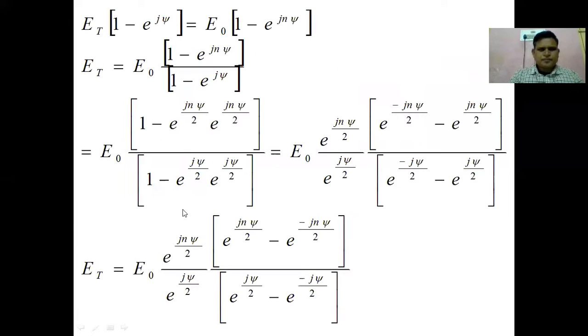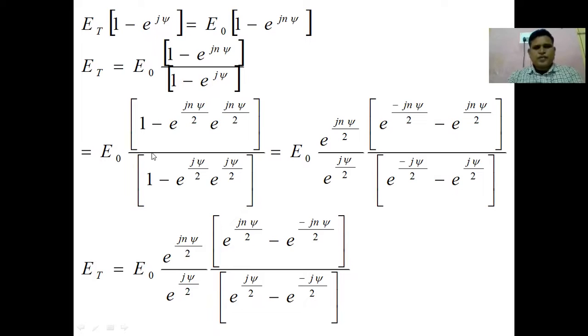Now we will get, see here, this is ET times 1 minus e power j psi is equal to E0 times 1 minus e power j n psi. And now we can write ET is equal to, if you send this 1 minus e power j psi to this side, we will get this way.